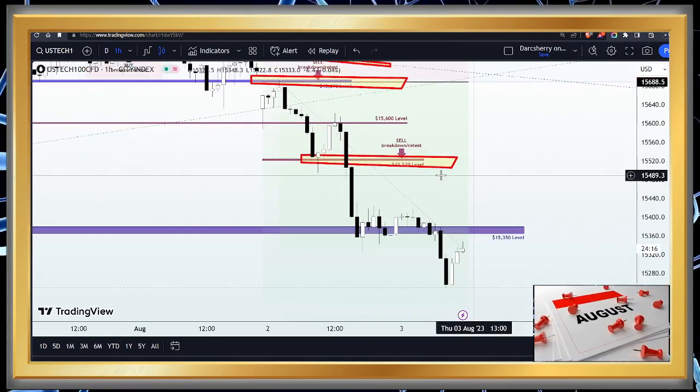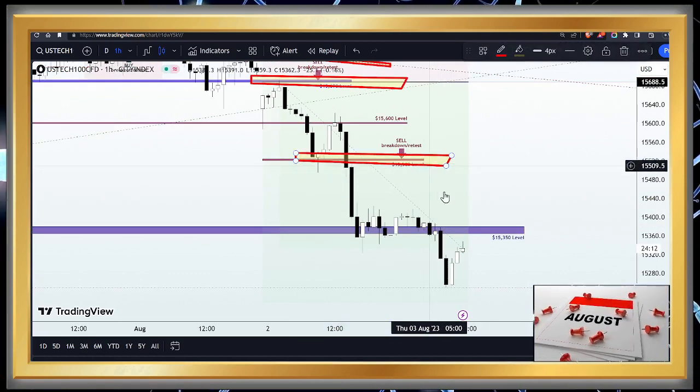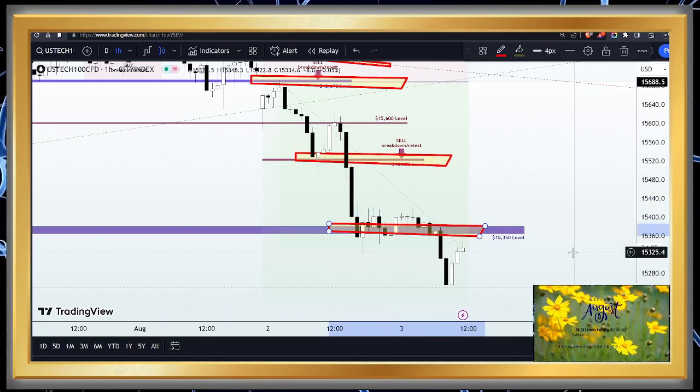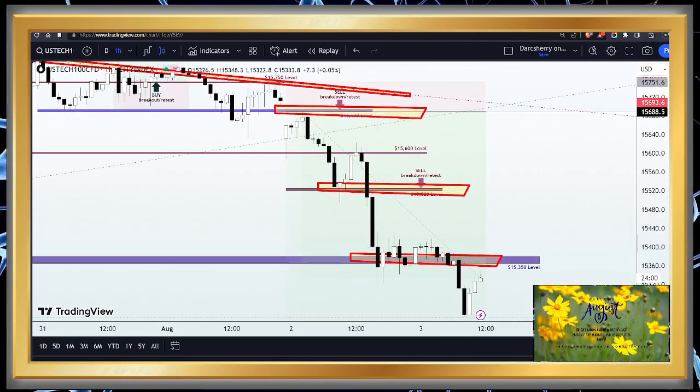And I also told us all that if price action goes on to break down the 15,350, we will be adding more position to our existing trade. So currently we should be having a minimum of 3 positions running in profit right now.